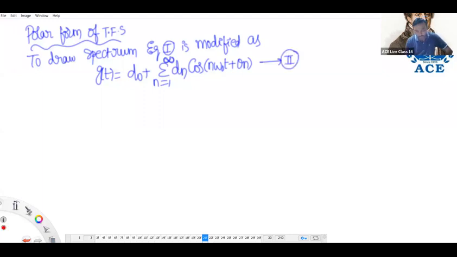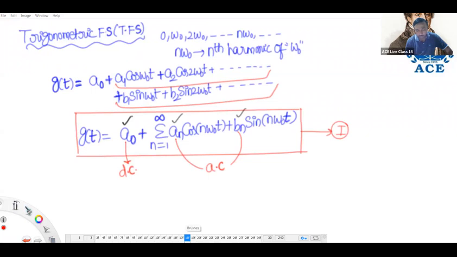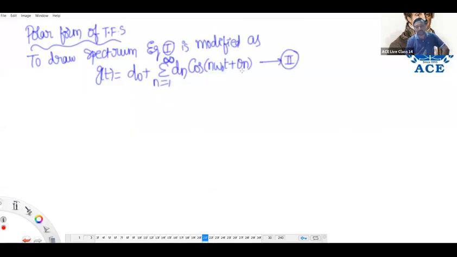Listen. From the 18th slide, we jump to the 21st slide. Instead of an cos n omega naught t plus bn sin n omega naught t, what is the new term I have written? dn cos(n omega naught t plus theta). And what is the expansion of this one? Cos a cos b minus sin a sin b.